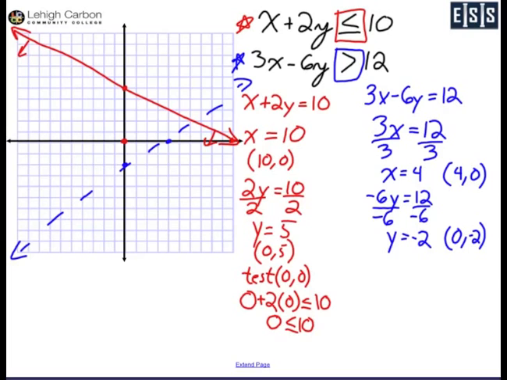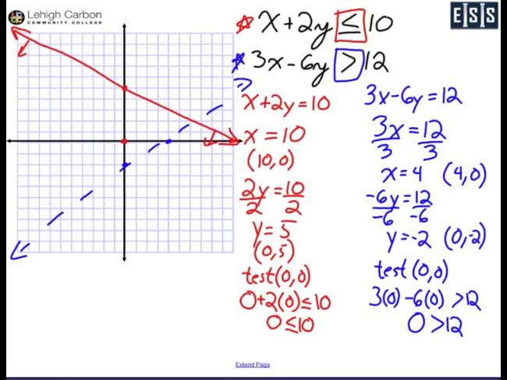Now I need to test a point. So 3 times 0 minus 6 times 0 is greater than 12. 3 times 0 is 0, 6 times 0 is 0, 0 minus 0 is 0, 0 is greater than 12. This is false, so I don't want to include this point. So I'm going to shade this way under my line.